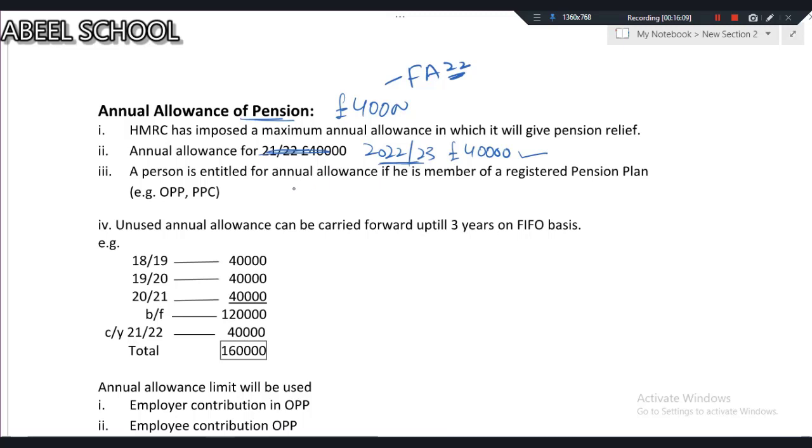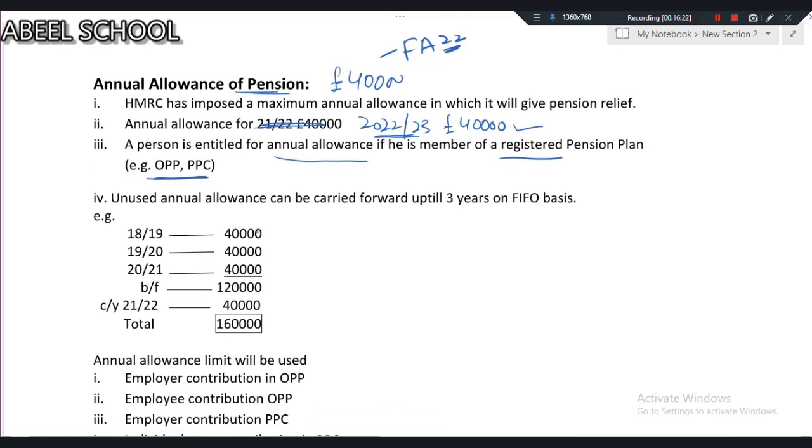A person is entitled to the annual allowance if he is a member of a registered pension, and we have two types of registered pension scheme in our course. One is occupational pension and another is personal pension. Okay. Now, for example, leave this.